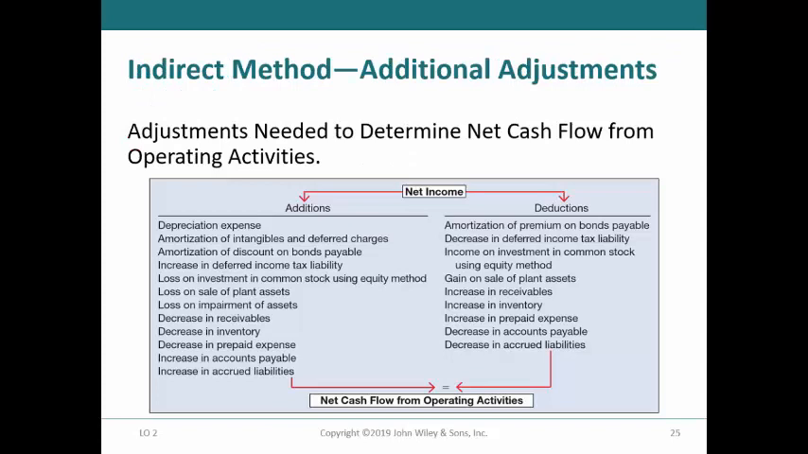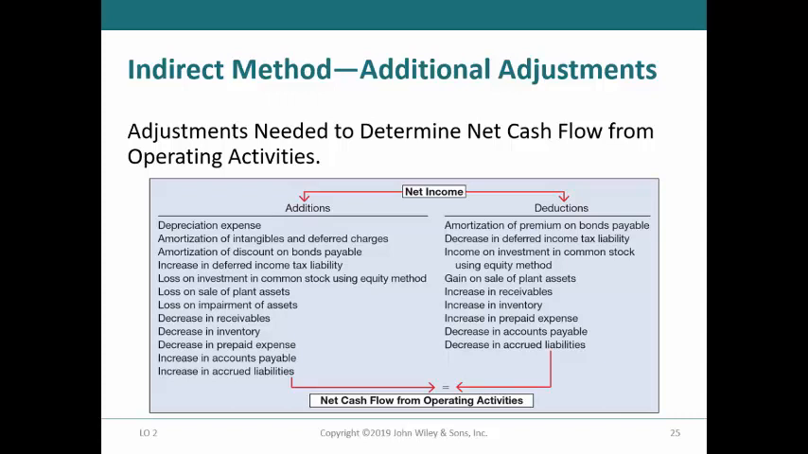This slide shows the type of adjustments to net income that are needed to determine the net cash flows from operating activities. On the left side are sources of additions that should be made to net income. There are many different accrual basis entries that are subtracted to determine net income, like depreciation, amortization of intangibles and bond discounts, and losses on the sale of or impairment of assets, just to name a few. None of these represent uses of cash, so they must be added back to net income.